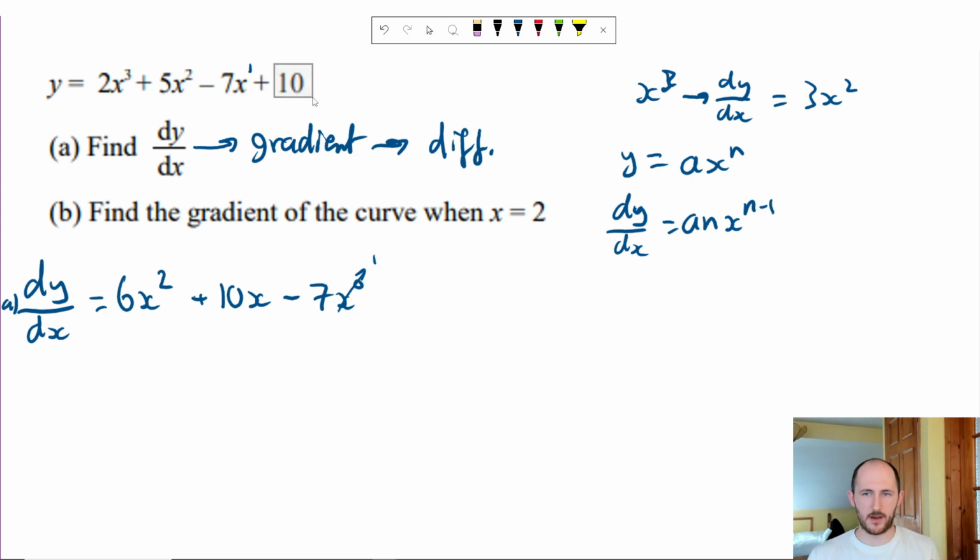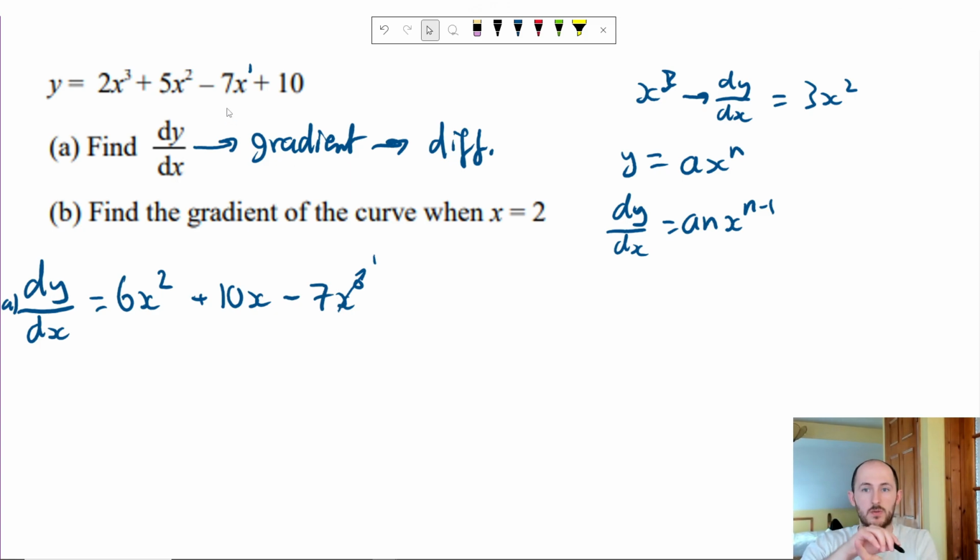What about 10 though? Because 10 doesn't have a power of x. Well, here's the way it works. We look for the difference in y with respect to the difference in x. So basically, how much does this equation change every time I change x? So for example, 2x cubed, if I vary x, will vary as if it's 6x squared. 5x squared varies as if it's 10x. 7x varies like 7. Well, does that make sense?